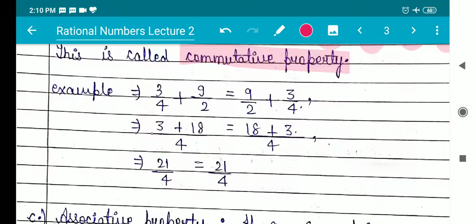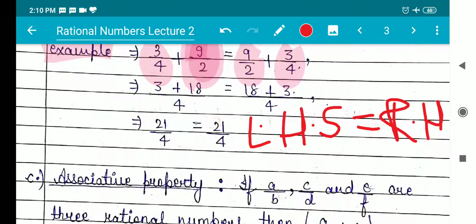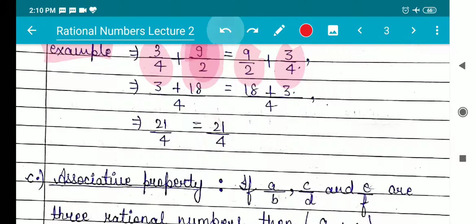We will take an example also. 3 by 4 plus 9 by 2. We will change its place, like 3 by 4 plus 9 by 2 is equal to 9 by 2 plus 3 by 4. We will get the result 21 by 4 equal to 21 by 4. So as we can see that LHS is equal to RHS. So we understand that this is the commutative property.